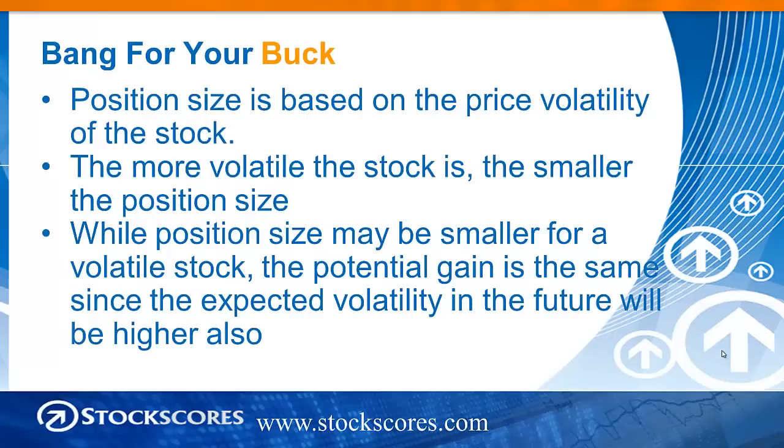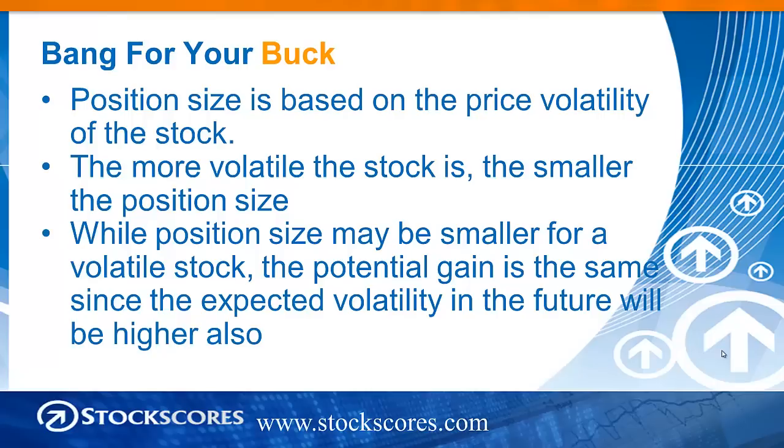All right, let's get into this week's topic, which is bang for your buck. We base our position size, how much of a stock we buy, ultimately on the price volatility of the stock, the difference between the entry price and the stop loss price. So if we're buying a stock at $10 and we have a $9 stop, then we have a $1 a share amount of risk. And if we don't want to risk more than $500, we would buy 500 shares.